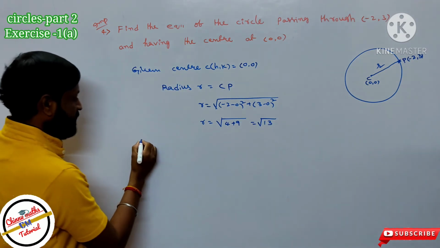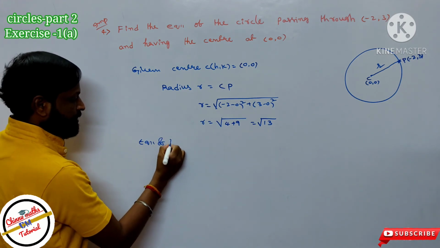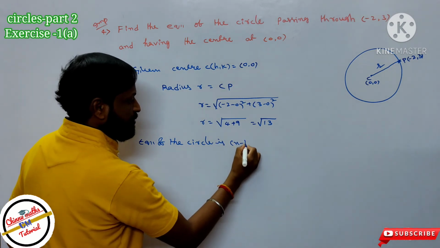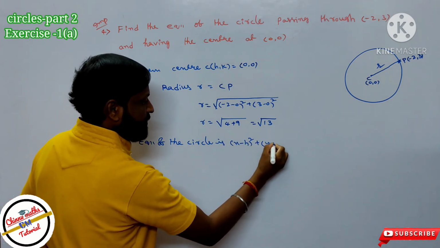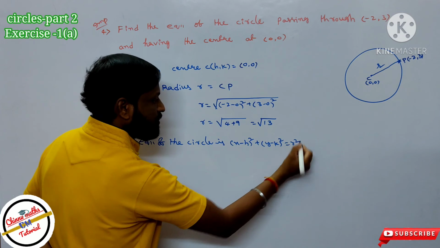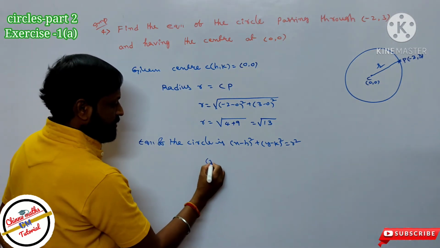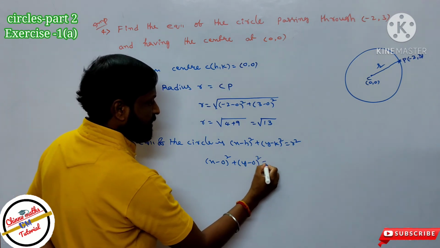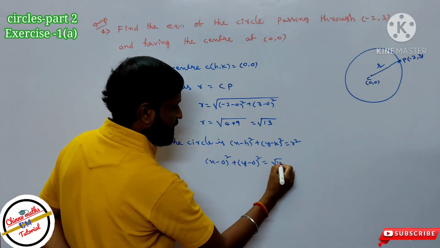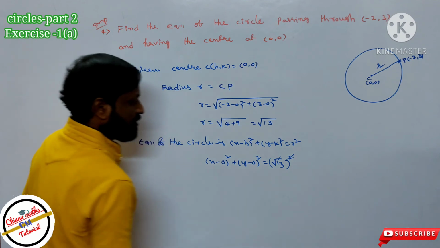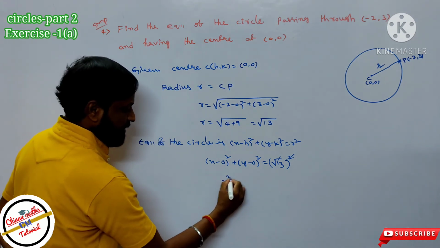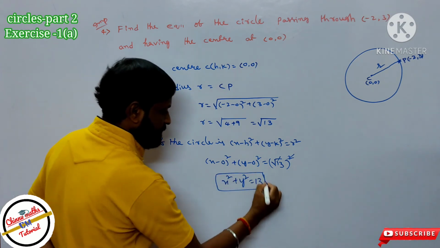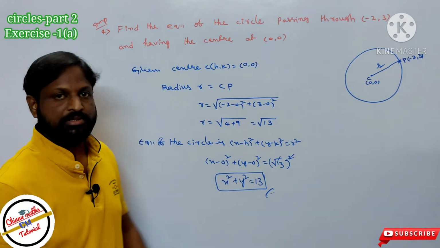Then the equation of the circle is (x minus h) whole square plus (y minus k) whole square equals r square. Then you can substitute: (x minus 0) whole square plus (y minus 0) whole square equals root of 13 whole square. Square root and square get cancelled. So x square plus y square equals 13. It is the required equation of the circle.